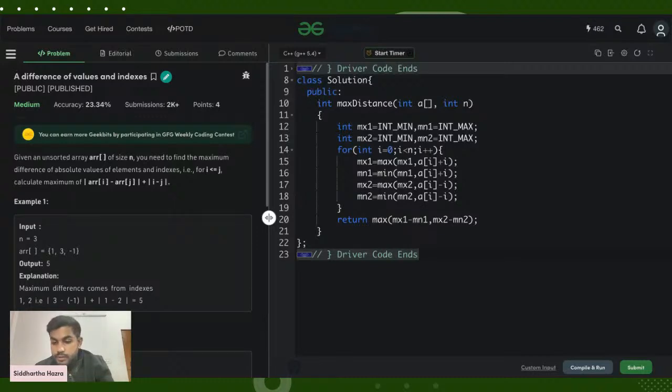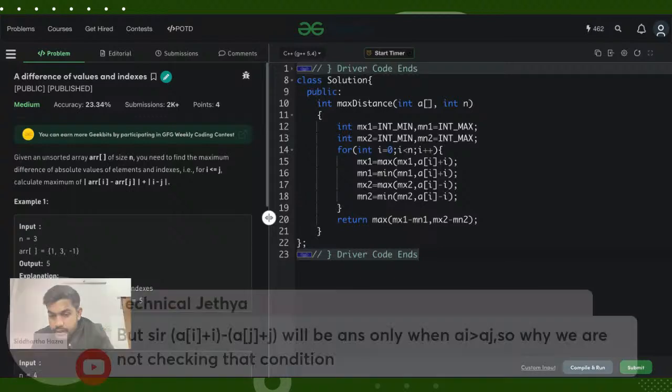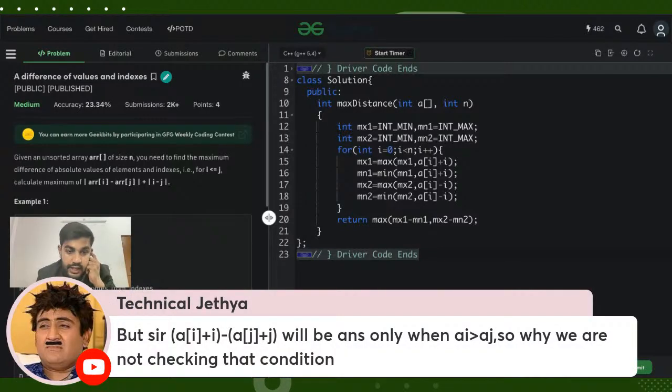Okay, sir, but sir, why A? Okay, A of I plus I minus will be the answer only when A of I is greater than A of J. Sir, A of I plus I. Why are we not checking that condition?